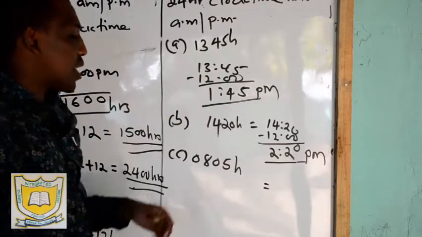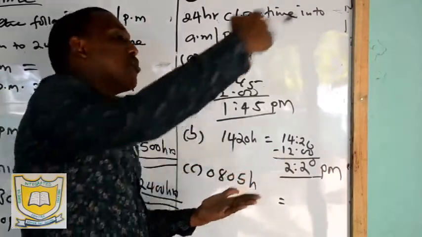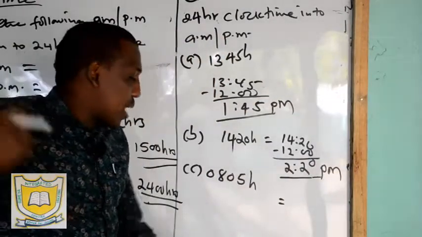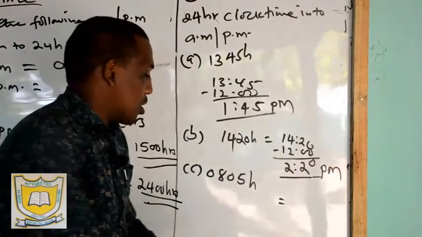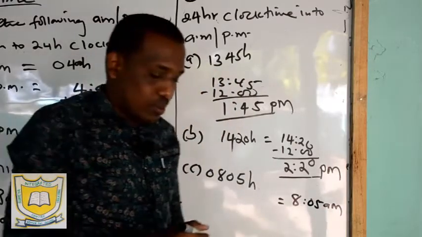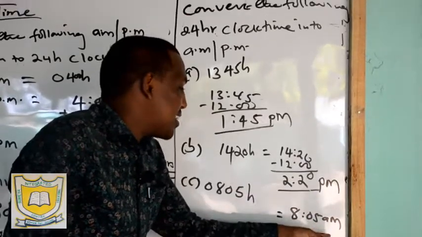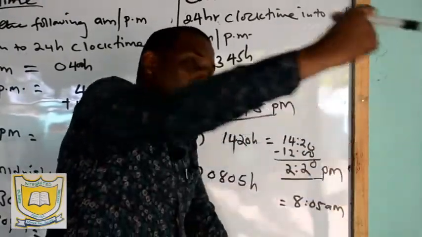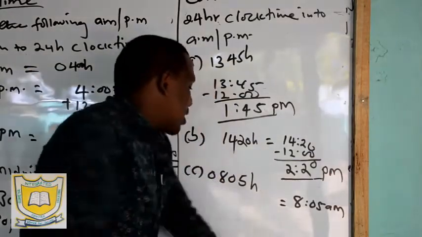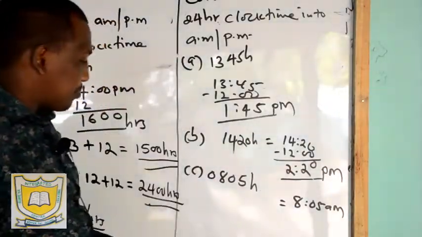Now this person has given you the 24-hour clock system and wants you to make it AM. When I was making the 24-hour clock system, I was adding 0 in front. But now when I want to return it to AM, I will ignore the 0 in front. So it will become 8:05 AM. AM is very simple. When changing AM to the 24-hour clock system, you introduce 0 in front and ignore the dots. When changing the 24-hour clock system to AM, you ignore the 0 in front.